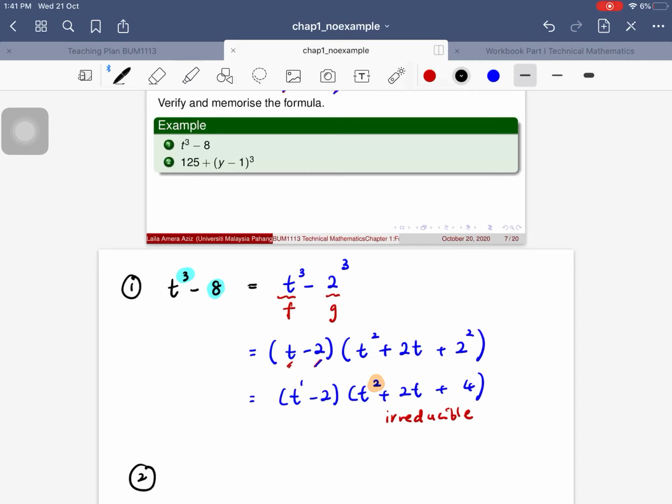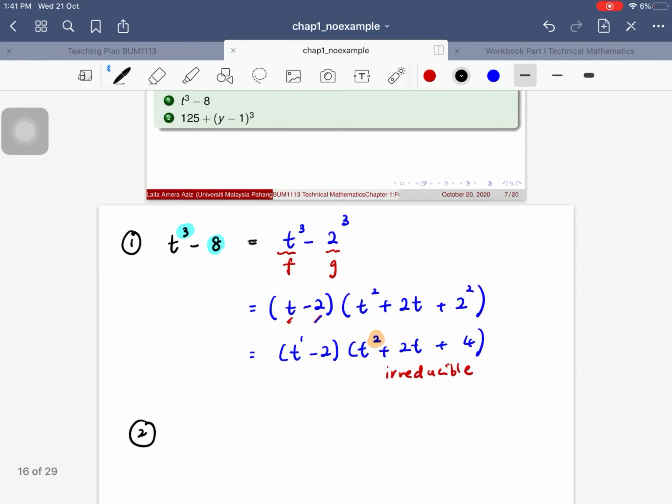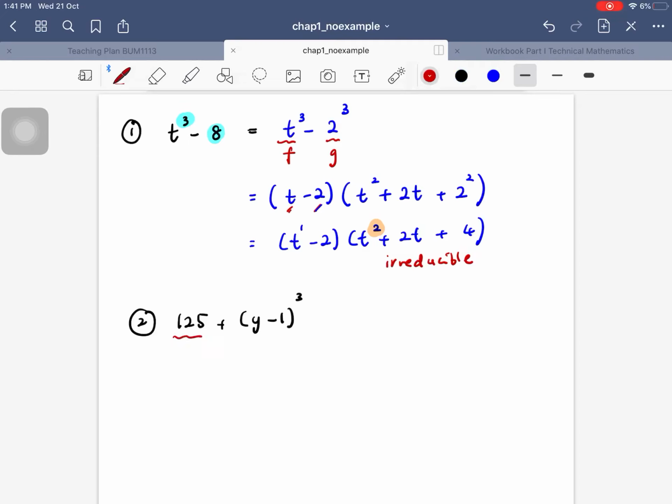Okay, second example. You can just copy it from here. So I'm going to have 125 plus (y minus 1) cubed. So again, do not get intimidated by the fact that we have (y minus 1) cubed. What happens is that you're going to consider this as one function, and the whole thing over here is going to be considered as another function.